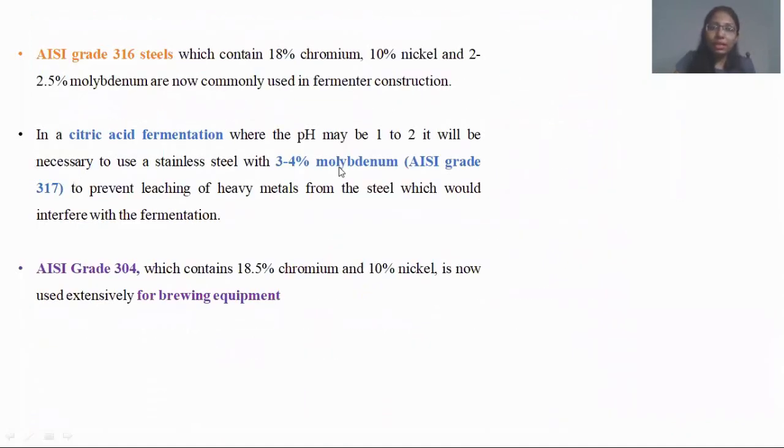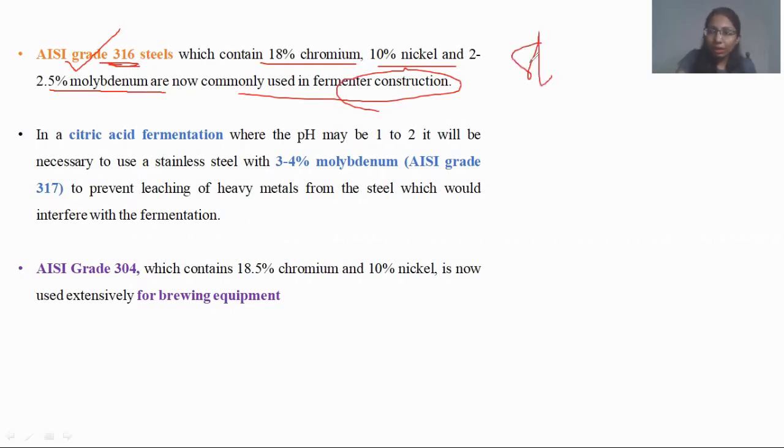There are some grades associated with it. These grades are similar to the ISO mark, like ISO 9000. In a similar way, the AISI, the American Iron and Steel Institute, says that grade 316 steels, which contain 18% chromium, 10% nickel, and 2 to 2.5% molybdenum, are normally used in fermenter construction. This is the standard material which is nowadays used.